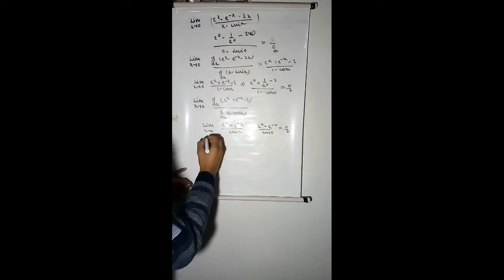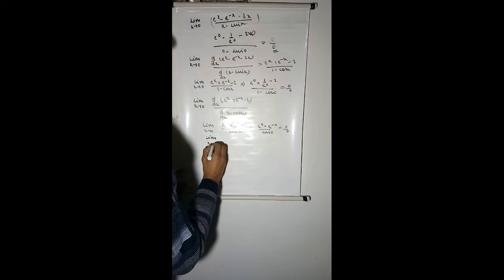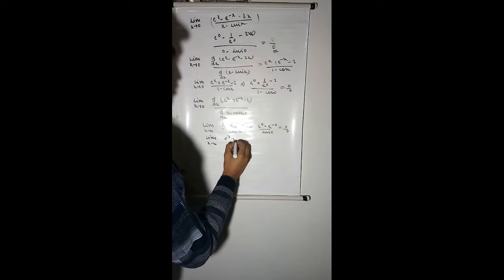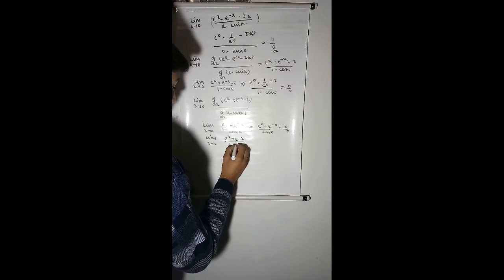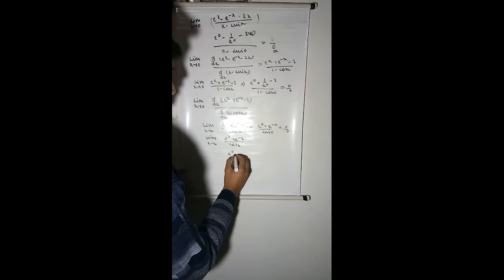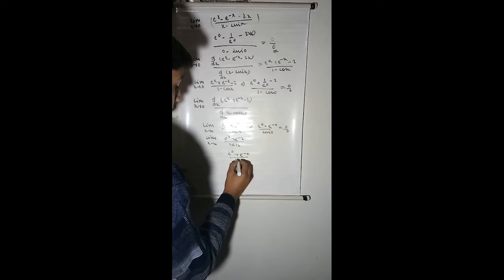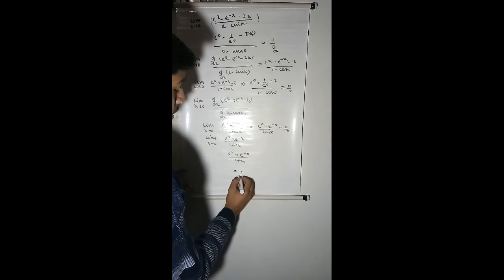Now again apply L'Hospital. Limit x tends to 0, e to power x plus e to power minus x upon cos x. Now again apply the limit, e to power 0 plus e to power minus 0 upon cos 0. So our answer will be 2.